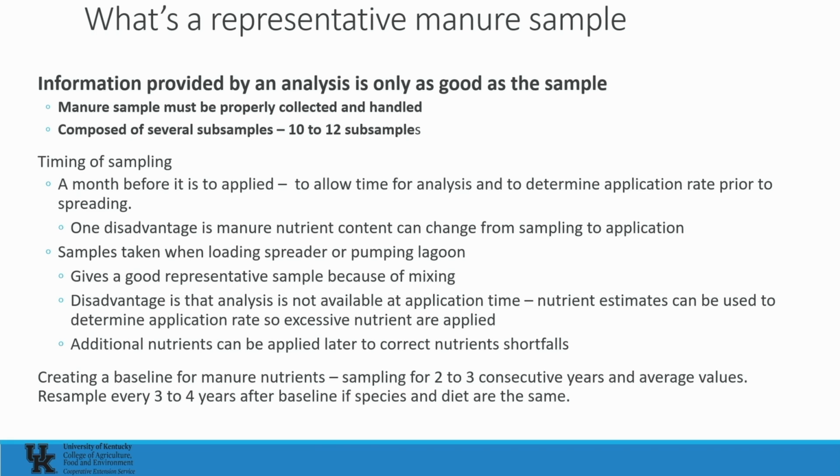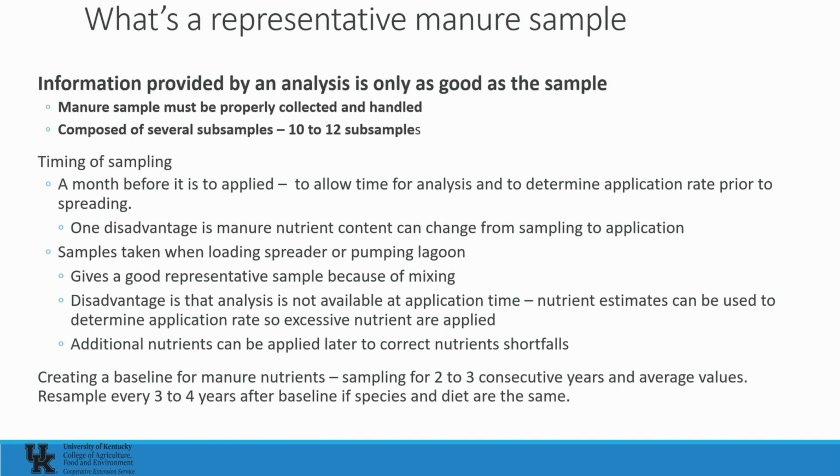The next thing that we really want to think about is timing. If I'm going to land apply in April, I don't want to take my manure sample in January. That's too far ahead of when I'm going to apply. I want to sample very close to the time that I'm going to land apply. There's one disadvantage of that: if we take it a month out from our predicted land application, there could be some nutrient changes.